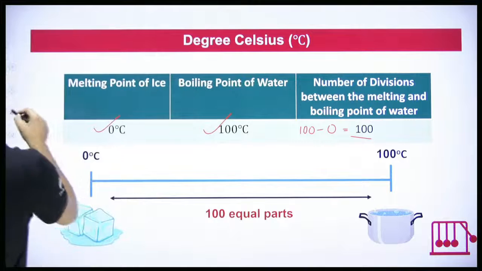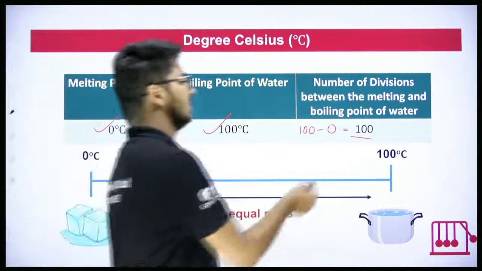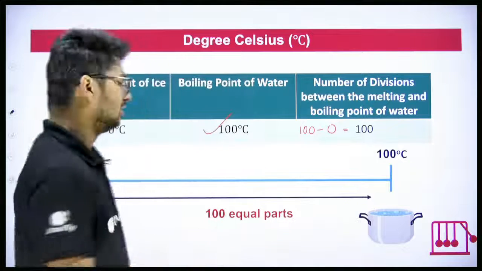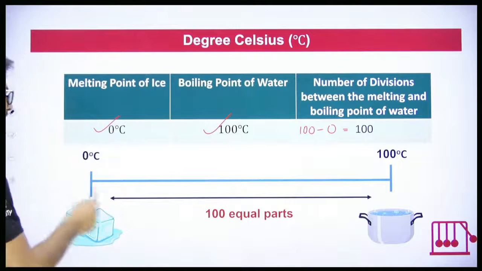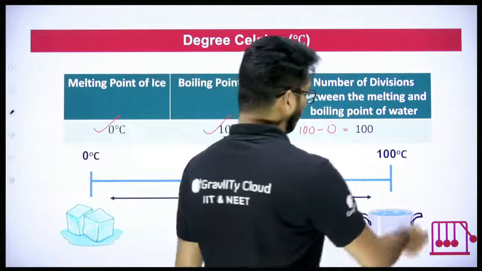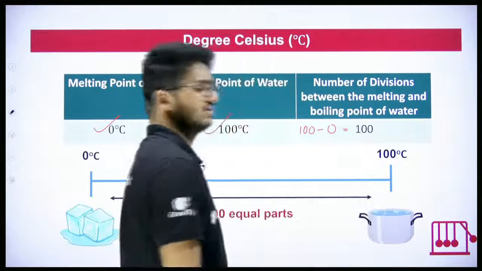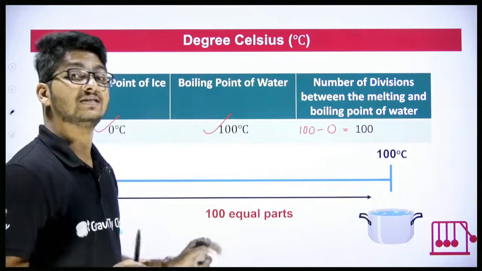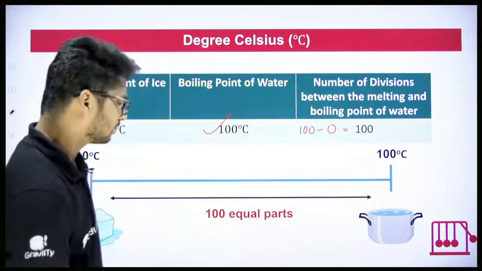Understood? Okay. Now you might ask me, sir, why did the scientist Celsius take the melting point of ice as 0? It was up to him, he decided it. Why did he take the boiling point of water as 100? It was his choice.